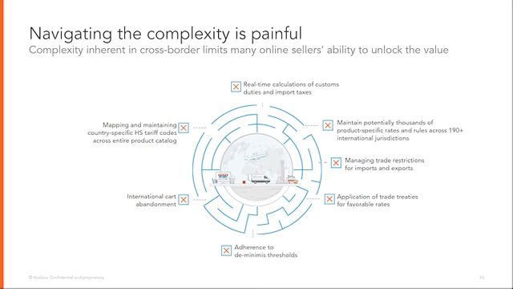Okay, so looking at those three, the biggest challenges, let's break it down a little bit more. So it's really looking at how we can navigate all of that complexity and why it's so painful. So looking at this, again, it's the real-time calculations of customs duties and import taxes. By having a solution in place that allows you to do that, that will really overcome a lot of those issues at the top. Added supply chain costs, yes, but it's about being specific, knowing exactly what those charges are.